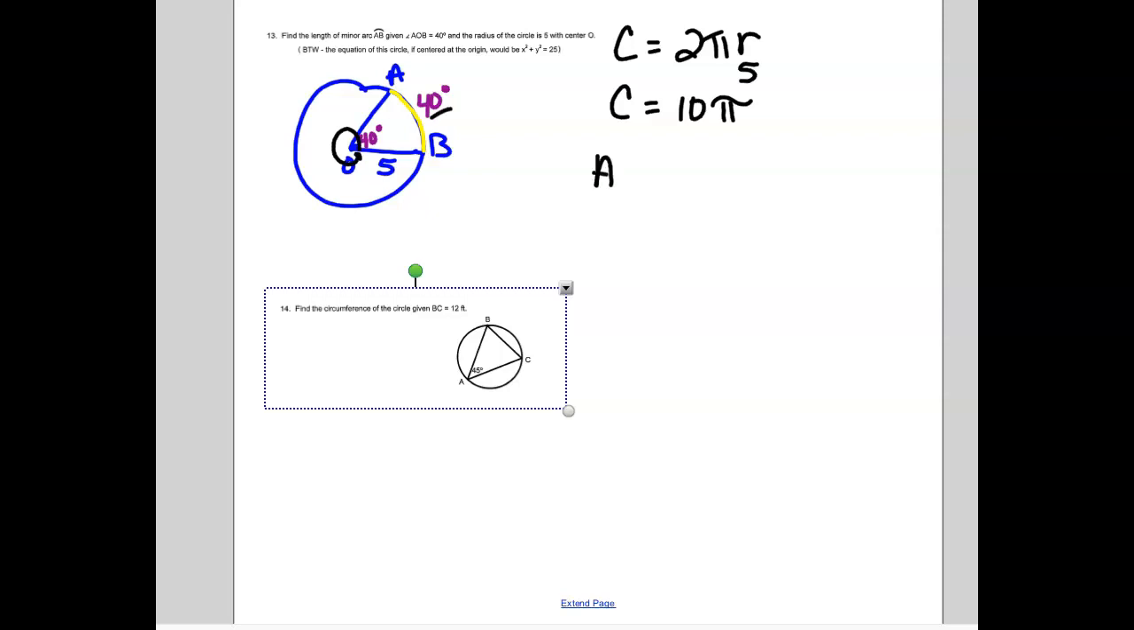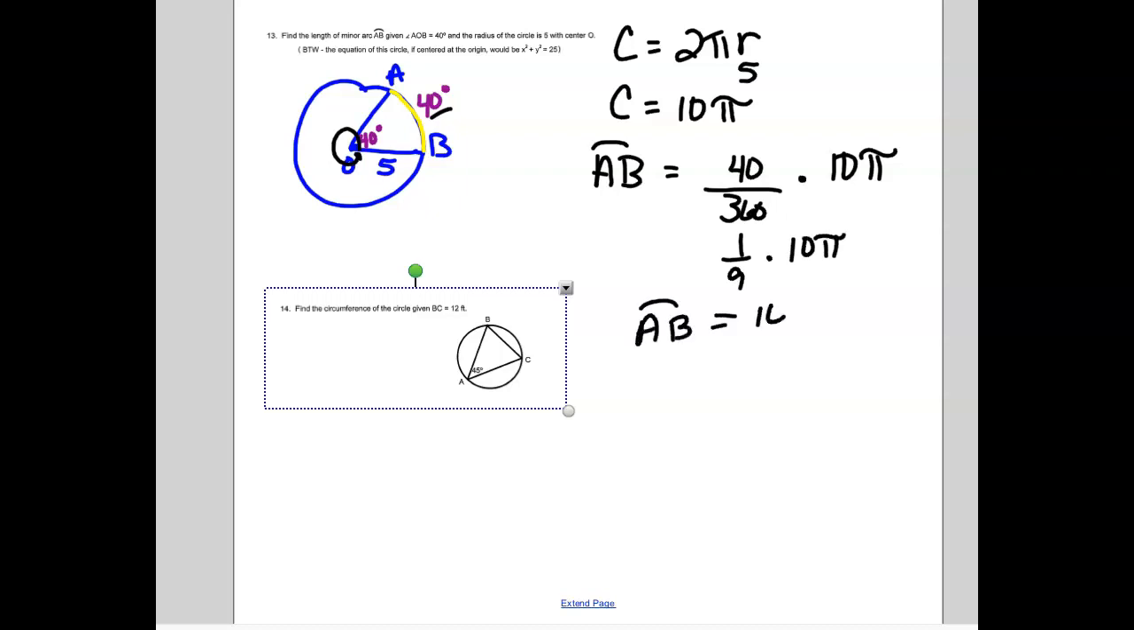So for arc AB, its length is going to be 40 out of 360, that portion of the circumference. Okay, so we have 40 divided by 360, which is 1/9, times 10 pi. So arc length AB is going to be 10/9 times pi.